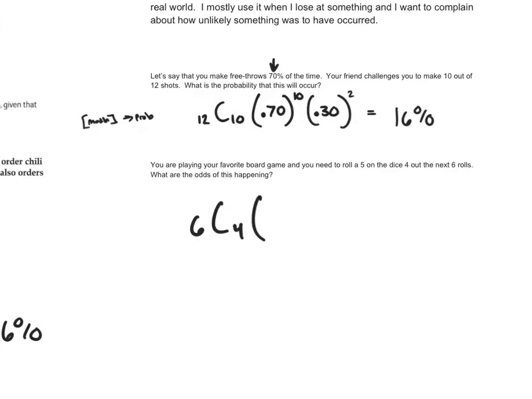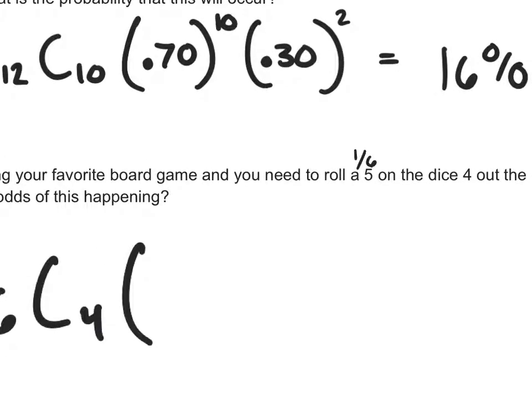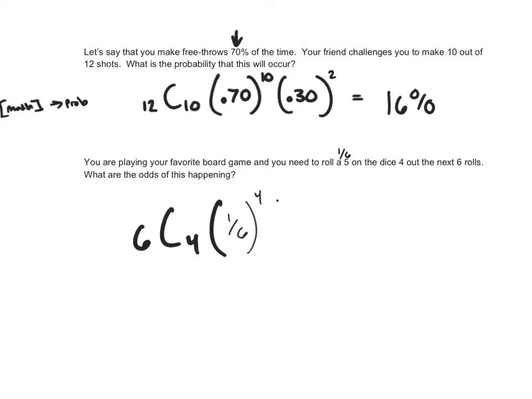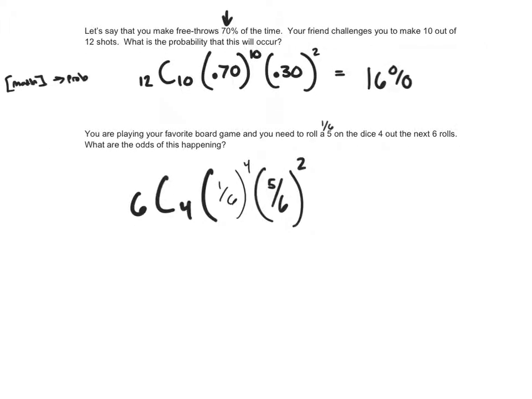Now, if we need to roll a 5, there's only one way for that to happen. It's 1 out of 6 chance. And we need it to happen 4 times. The other outcomes that we don't get what we want is 5 out of 6, the other 5 sides on the dice, and that can happen 2 times. And we could calculate this to figure out how confident you would be that if you had to get a 5 on 4 out of the next 6 rolls, what the probability of that happening is going to be.